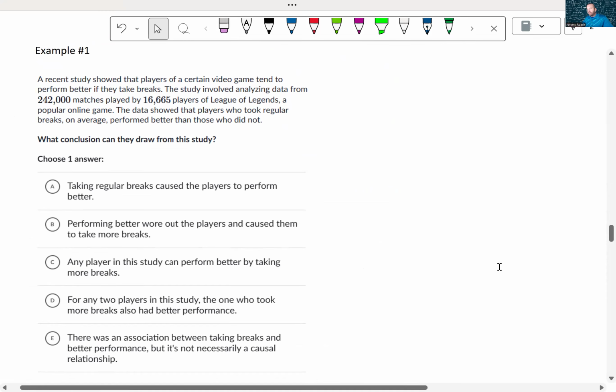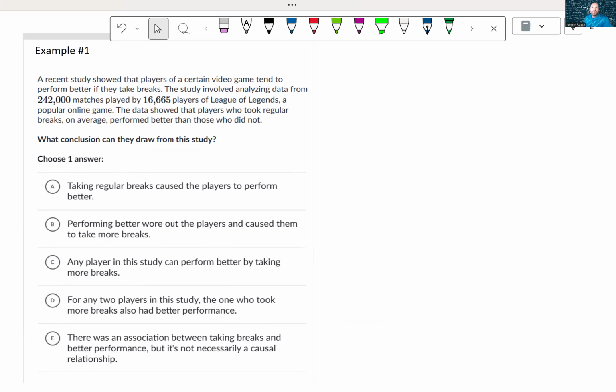This first example says that they did a study of players playing this video game. And they said that people tend to perform better if they take breaks. The study involved analyzing data from 242,000 matches played by 16,665 players of League of Legends, which is a popular online game. The data showed that players who took regular breaks performed better than those who did not. And we want to know, what conclusion can we draw from this study?